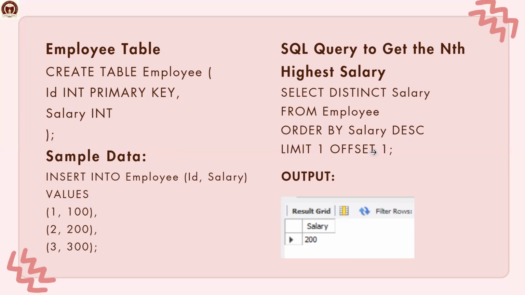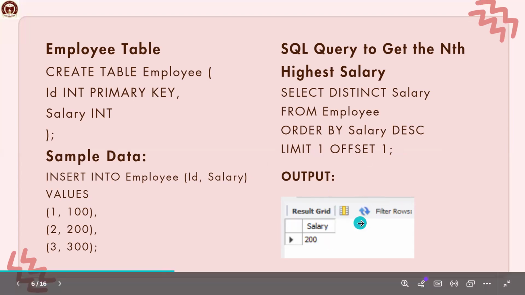Here the select statement retrieves unique salary values from the employee table, ensuring duplicate salaries are not included in the result. From employee specifies the employee table as the data source. Order by salary descending means the salaries are sorted in descending order, with the highest salary first. Limit 1 offset 1 skips the first row, the highest salary, and limit 1 ensures that only one row is returned, which is the second highest salary. And this is the output of this table.